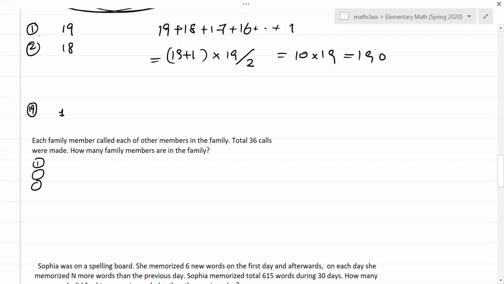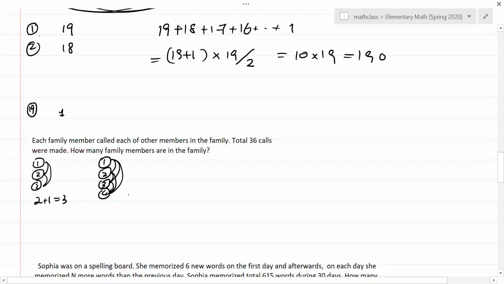So if I only have 1, 2, 3, okay? So what you get here is 2 plus 1, so only 3. If you have 4 members, 1, 2, 3, 4, that would be 3 plus 2 plus 1, which is 6. So we can see this number getting larger and larger quickly.